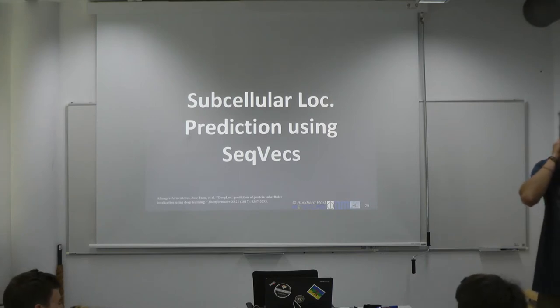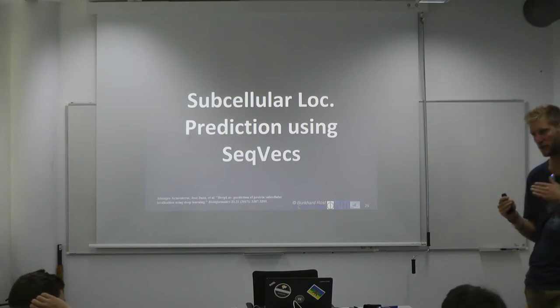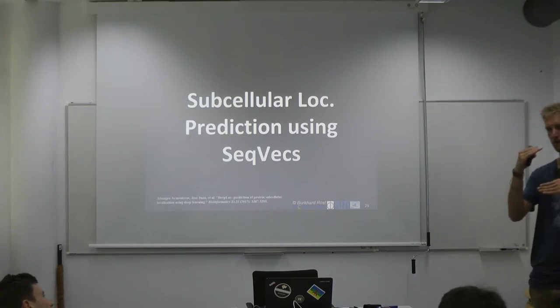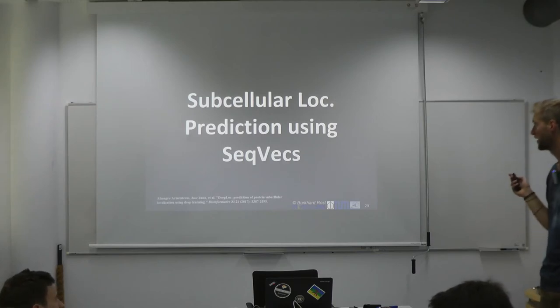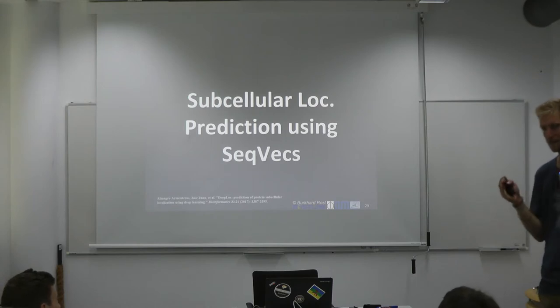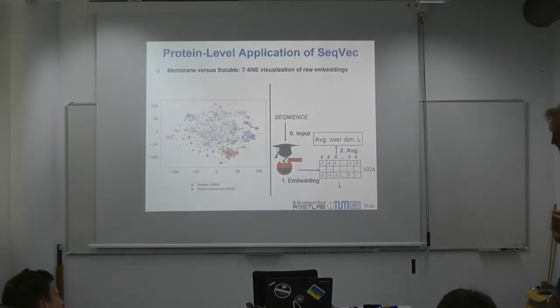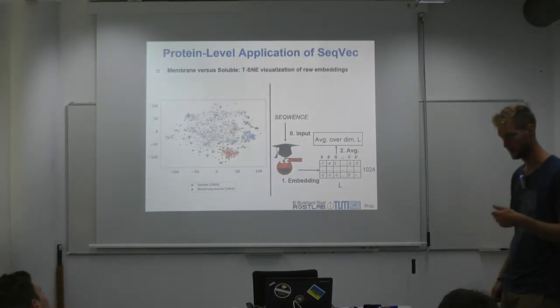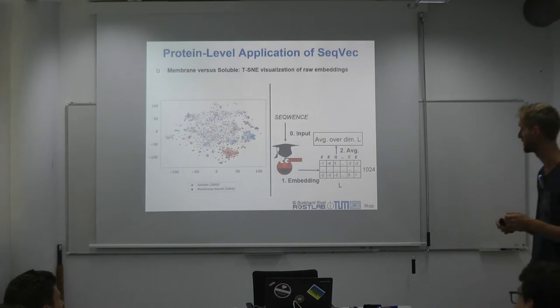So what you've seen now was the pre-trained ELMo being applied to a per-residue prediction task, where you go from every single residue in a sequence to, for example, a single secondary structure in the same protein. But now we want to also do global predictions. So given a whole protein, in which subset of localization is it, for example? Or given a whole protein, is it membrane-bound or not? These were the two tasks which we also looked into: binary classification of membrane-bound proteins versus soluble proteins, and a 10-class subcellular localization prediction.